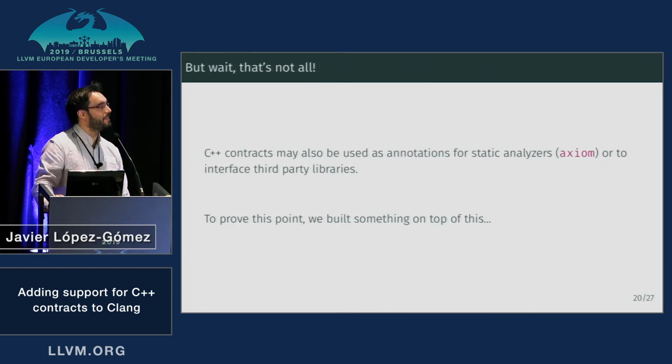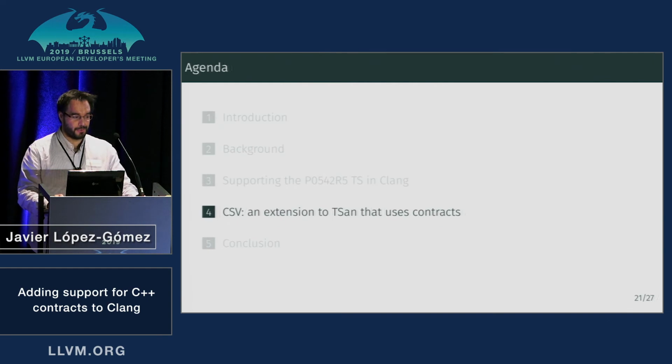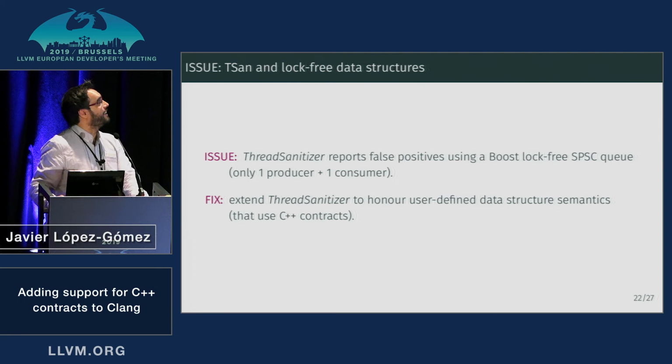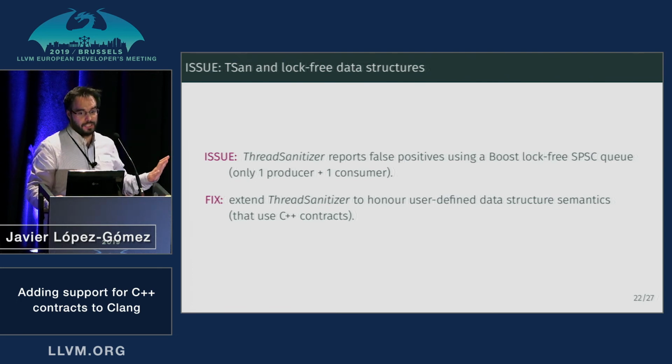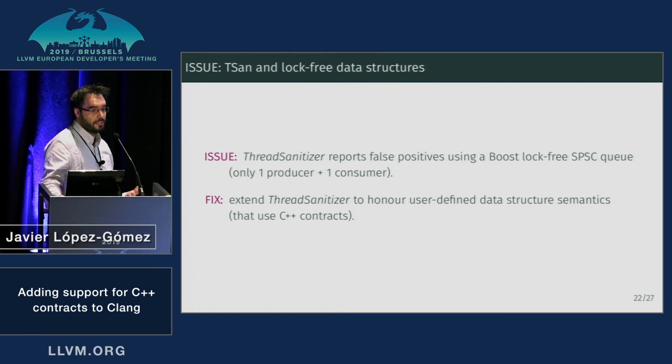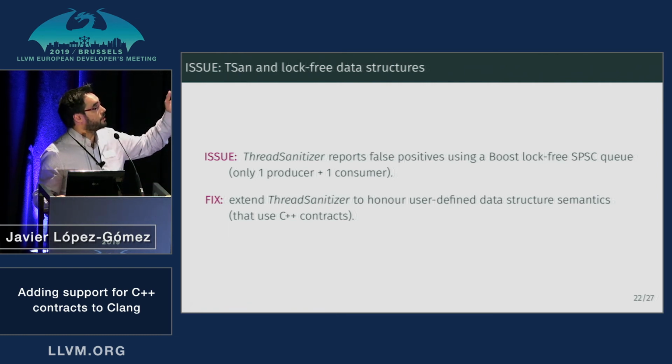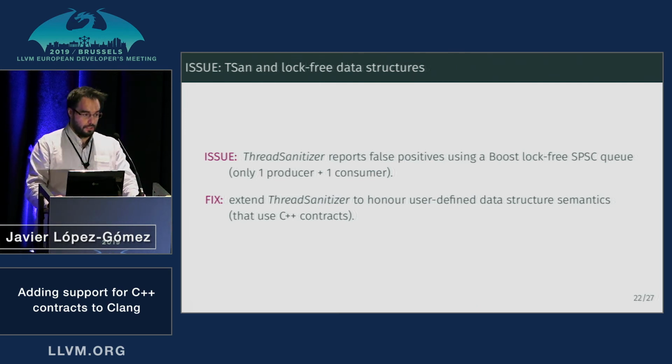But that's not all. We have made something with this, actually. I'm going to be really fast. We tried to annotate some conditions to improve the thread sanitizer detection. So we actually had some data structure, which is lock-free. In fact, it was the push lock-free SPSC queue with only one producer and one consumer. And we tried to extend the thread sanitizer to support some user-defined semantics.